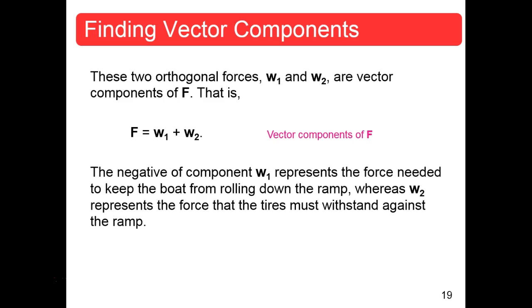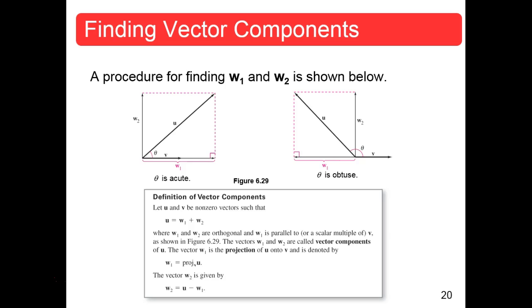Whereas W2 represents the force that the tires must withstand against the ramp, because that's the same component down like this, the component that the ramp is pushing up on the tires. So they have to be able to withstand that. Okay, the procedure for finding W1 and W2 is shown below. And don't make a huge mountain out of this. It's usually not that hard to do. Okay?